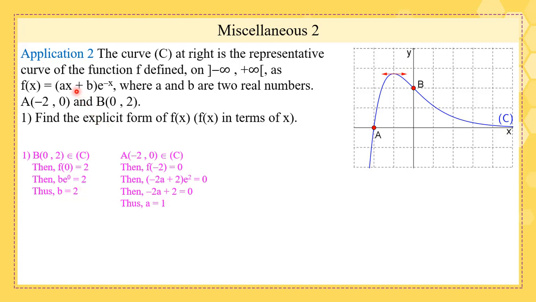We replace them here to get the explicit form of f of x. So f of x is ax, and a is 1, so this would be x, plus b, and b is 2 from here, so this would be (x plus 2) into e to the power minus x. Now the second part asks to set up the table of variations of f. Try also to do it alone. Try to benefit from the figure.